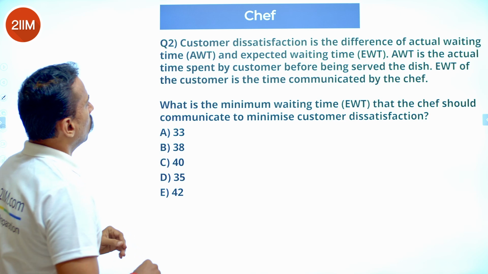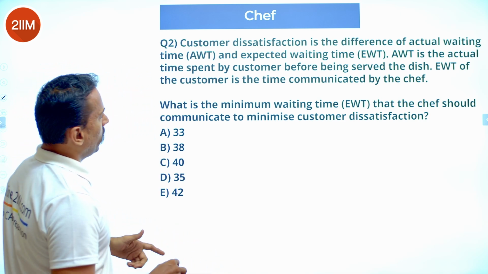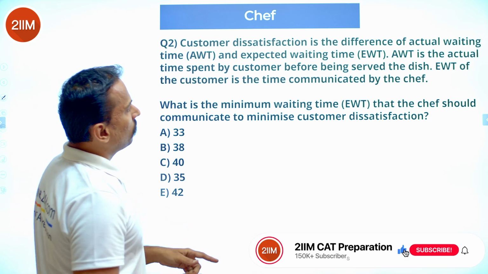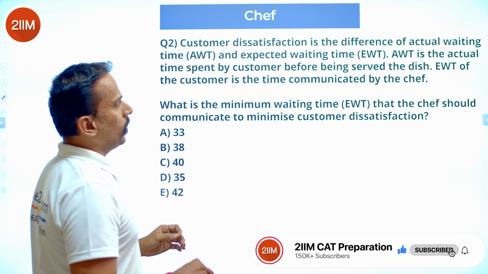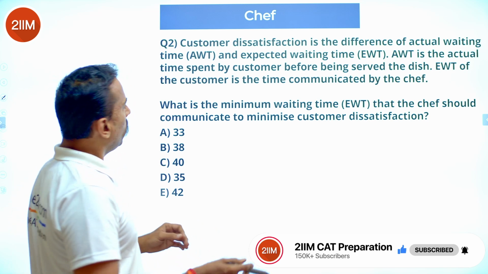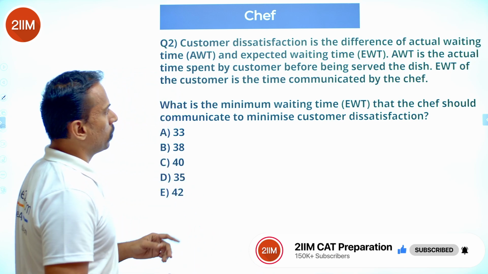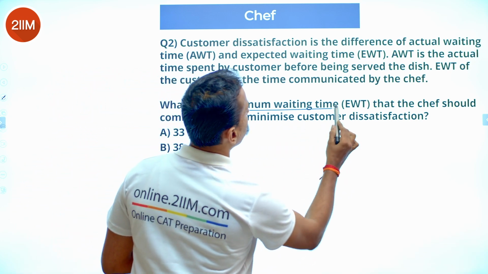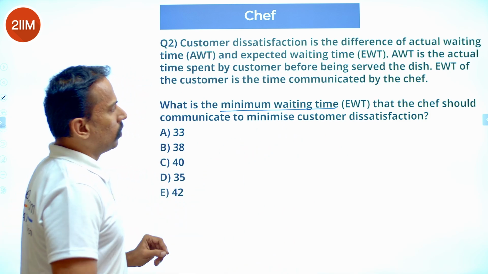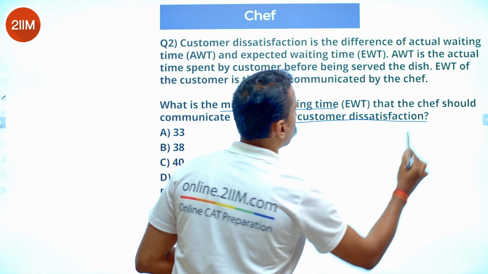Question number 2. Customer dissatisfaction is the difference of actual waiting time AWT and the expected waiting time EWT. So AWT is the actual time spent by the customer before being served the dish. EWT of the customer is the time communicated by the chef. What is the minimum waiting time? Minimum waiting time, that is EWT, that the chef should communicate to minimize the customer dissatisfaction.